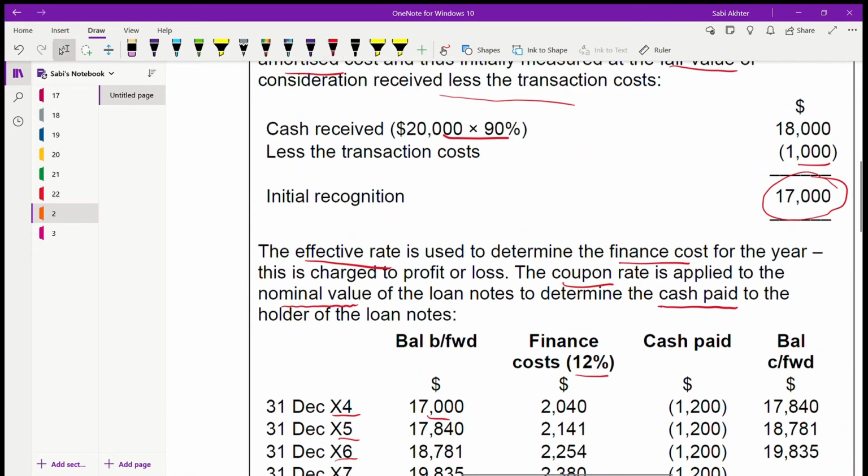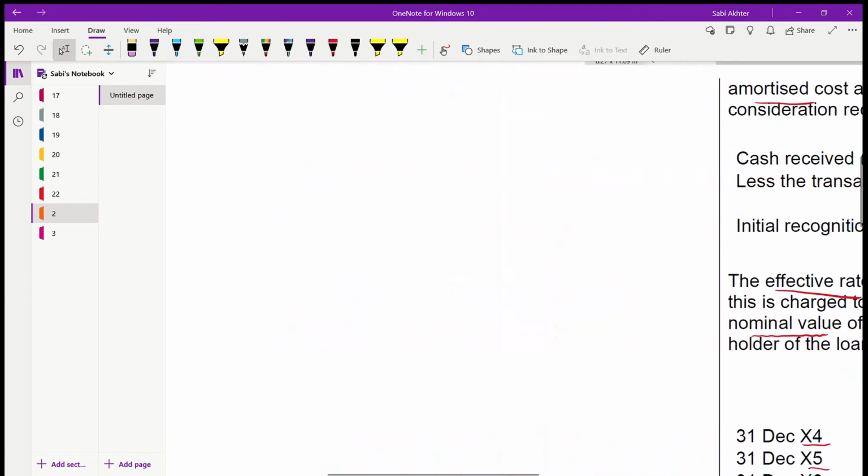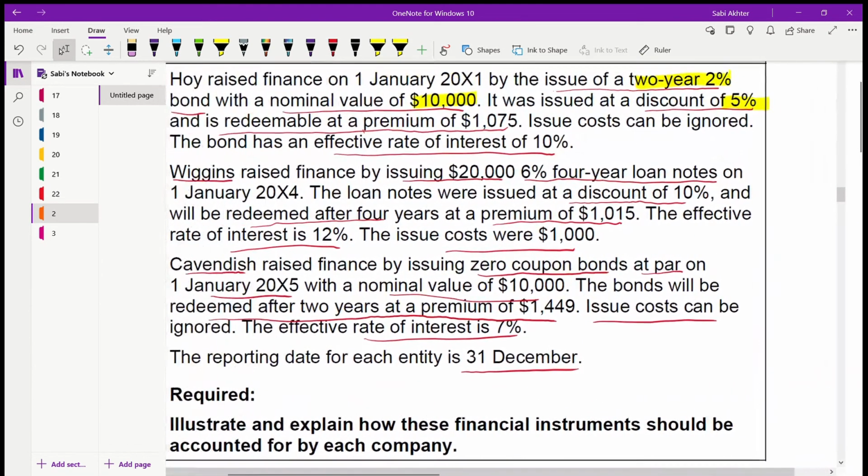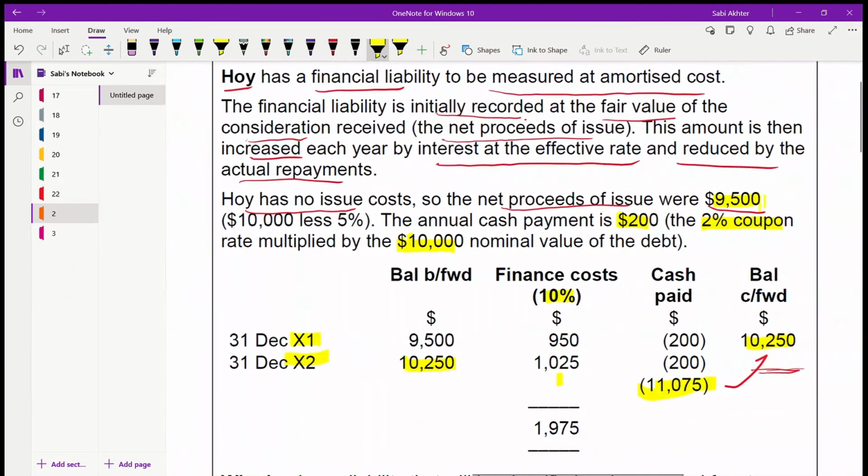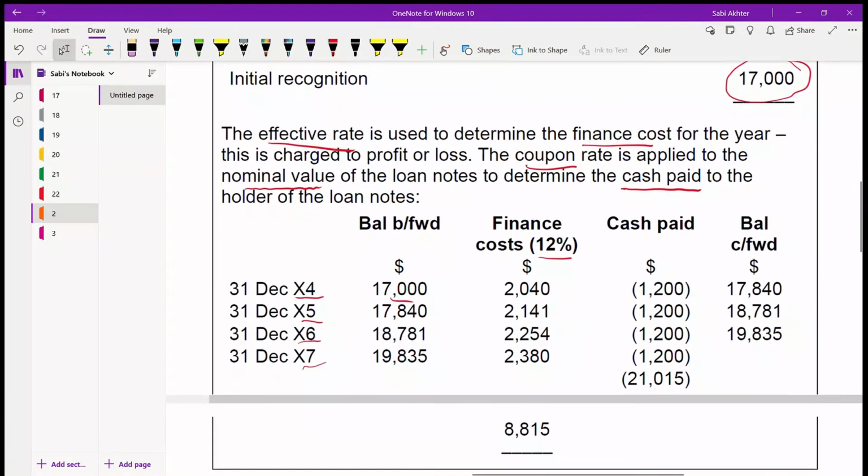How 1,200? What is the coupon rate? See, coupon rate is 6%. Okay, 6% on which? What is the nominal value? It is on 20,000. So 6% on 20,000 is 1,200, which will remain fixed. That is your cash payment. Okay, so 1,200 for all the 4 years.